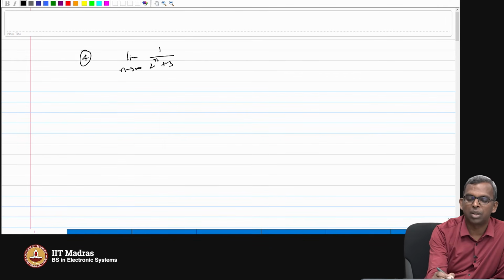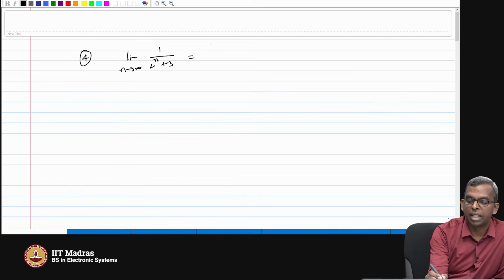you know what's going to happen to this, right? So what should happen to this? See, this 2 power n plus 3 is going to be unbounded. It will grow to very large values for large n. So if you do 1 by that, this should tend to 0, right? But how do we neatly write it down?